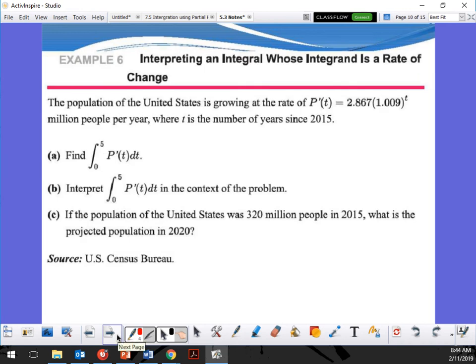All right, the population of the United States is growing at a rate of P prime of t equals 2.867 times 1.009 to the t million people a year, where t is the number of years since 2015. All right, so now find this one right here.